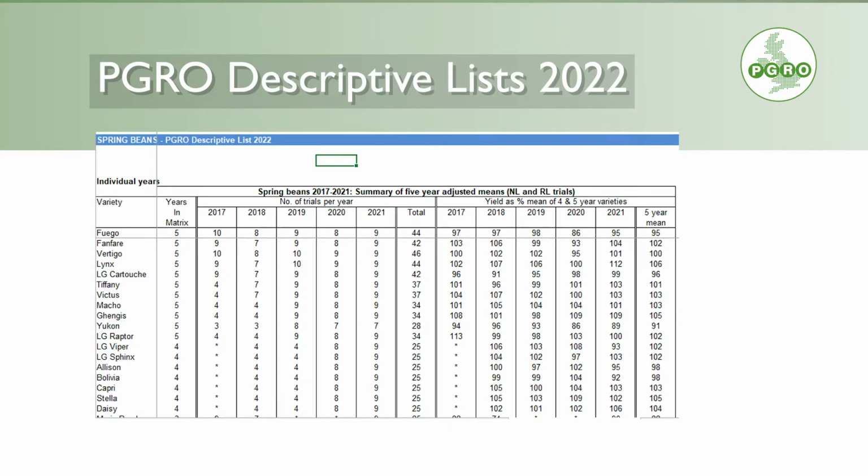But alongside of that, we also now give you the yield over the 5-year period that we've used. So for the 2022 list, we use the yields from 2017 through to 2021. And we give those as a percentage yield. And that allows you to look at varieties in terms of consistency of performance. So are they consistent over years or not? And that may influence your variety choice.